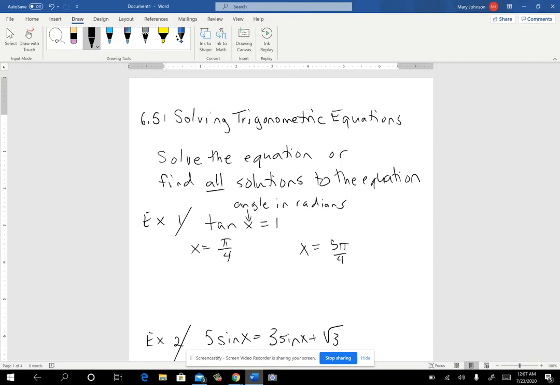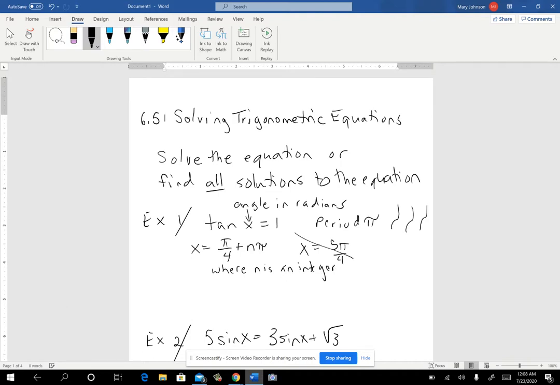Now, here's the thing. Tangent has a period of pi. What that means is the tangent graph repeats itself every pi units. So on this particular problem, where you're trying to find all the solutions to the equation, you can just take the pi over 4 and add in multiples of pi. When I write n pi, n is an integer.